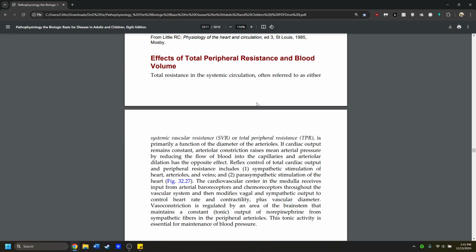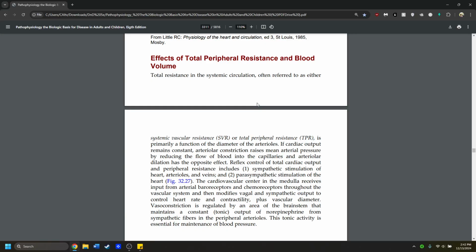The effects of total peripheral resistance and blood volume. Total resistance in the systemic circulation, often referred to as either systemic vascular resistance, or SVR, or total peripheral resistance, or TPR, is primarily a function of the diameter of the arterioles. If cardiac output remains constant, arteriolar constriction raises mean arterial pressure by reducing the flow of blood into the capillaries, and arteriolar dilation has the opposite effect.